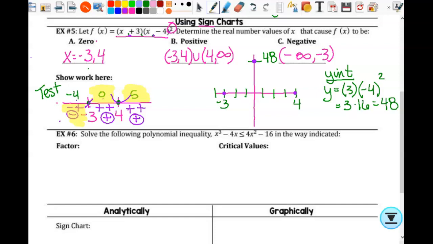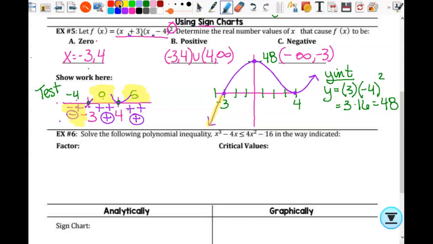So I can sketch my graph here. I got to go through my y-intercept. So I come up through negative 3. I hit my y-intercept. I hit negative 4. I'm sorry, I hit positive 4, and then come back up. And that's what my graph looks like. And we can see that, knowing our end behavior and all that kind of stuff, that between negative infinity and negative 3, we're negative, right?